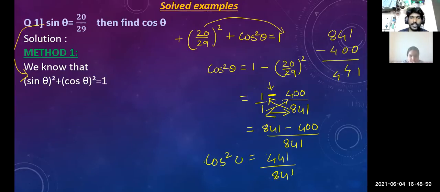So this is cos square theta. Now, but we have to find out cos theta. So this square has to be removed from here. What is the way to remove the square from here?